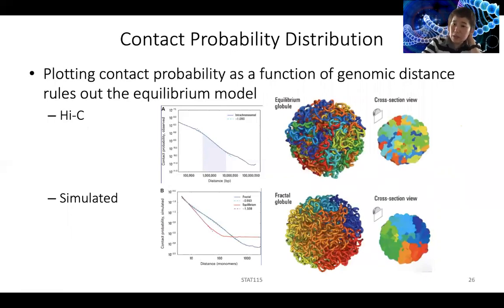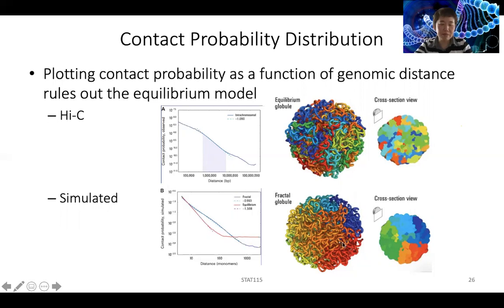So in chromatin interaction, there are two potential models. One is called equilibrium globule, which means it's random. Even if it's random, things that are far away are still less likely to interact. And when you look at this, it's kind of random. If you do a cross-section of this ball, the nucleus ball, you can see it's all over the place.